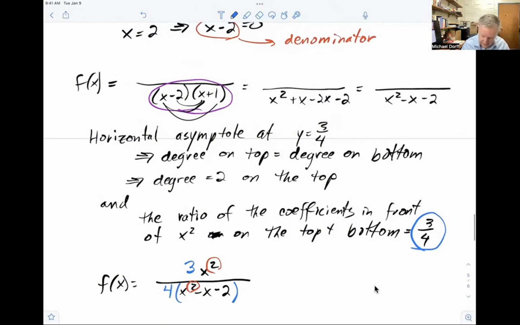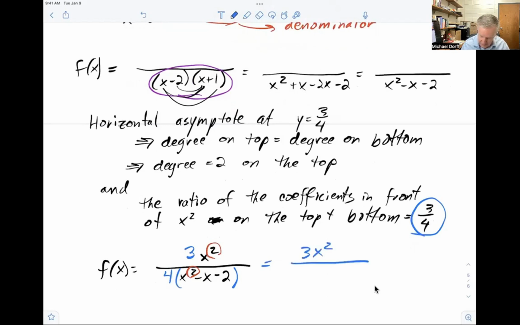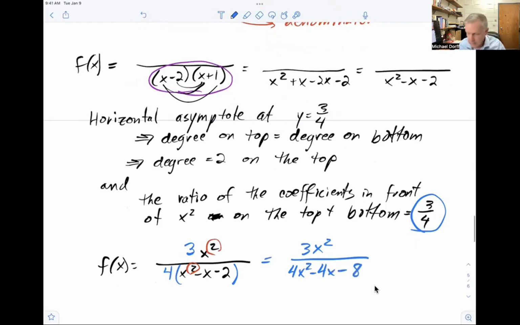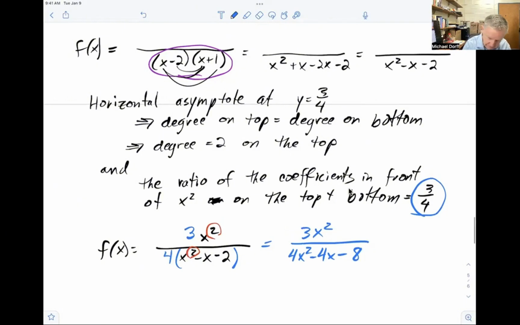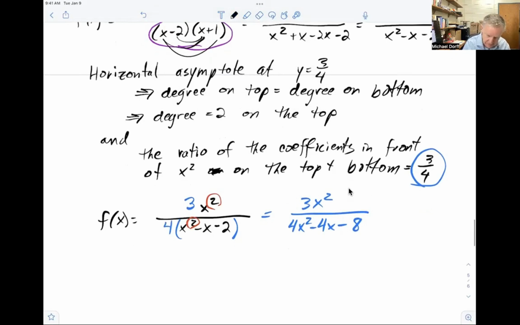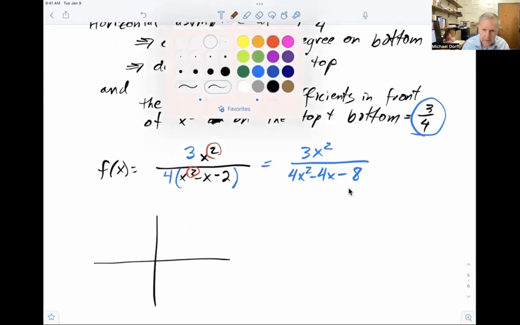So when I do that, I get 3x squared, and on the bottom I get 4x squared minus 4x minus 8. And you can again go on to Desmos and look at that, and you will see that it will have the results that we want. In essence, on Desmos it should look something along this line.